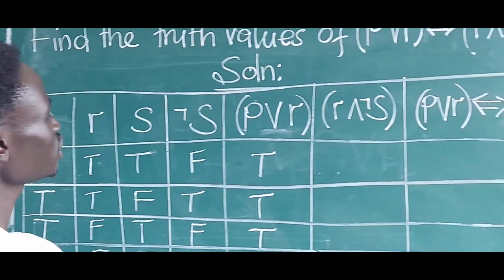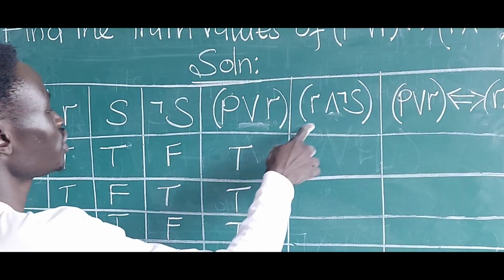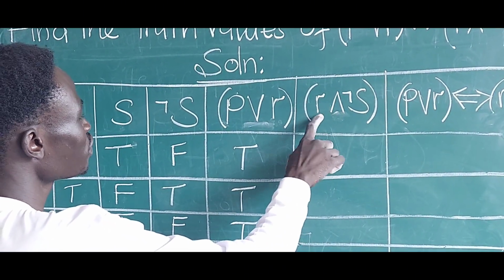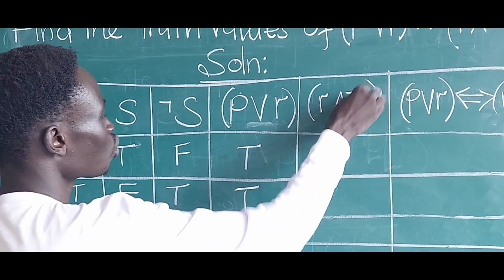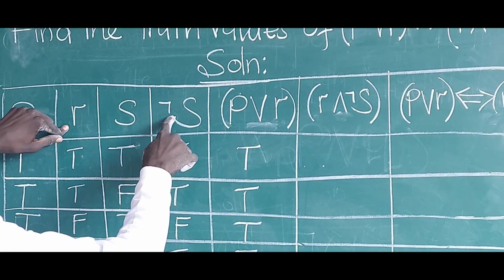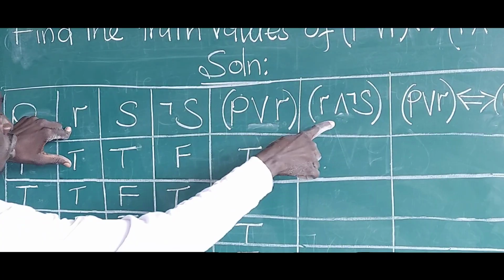Okay. This one is conjunction. We said a conjunction is true when both R and negation S are true. When R and negation S are true, we qualify this one to be a conjunction. Okay, now we have true false. It will give us false. We have true true. It will give us true.